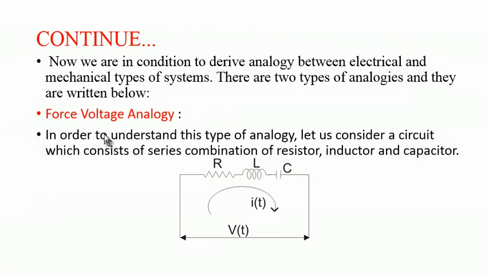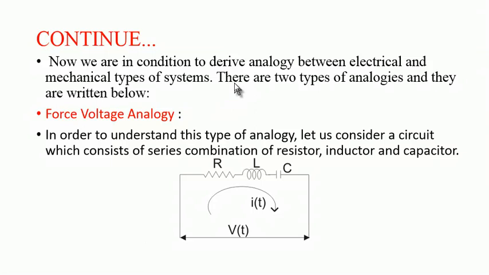Now we will continue with that. We are now in a position to derive the analogy between electrical and mechanical types of systems. There are two types of analogies, and they are written below. First we derive the analogy between electrical and mechanical types of systems. In simple words, you can say it is a comparison.